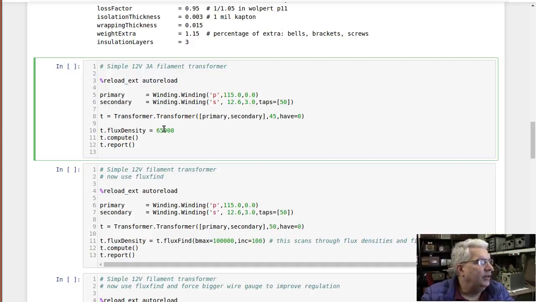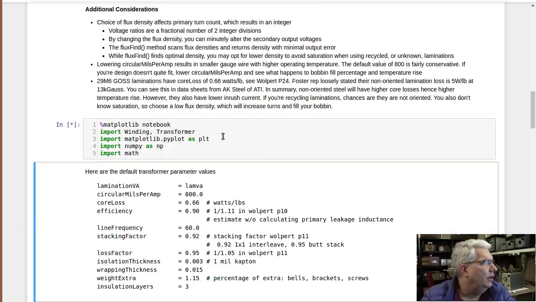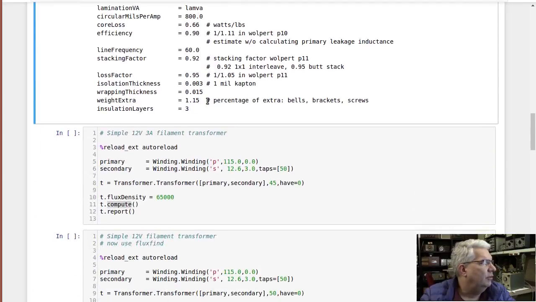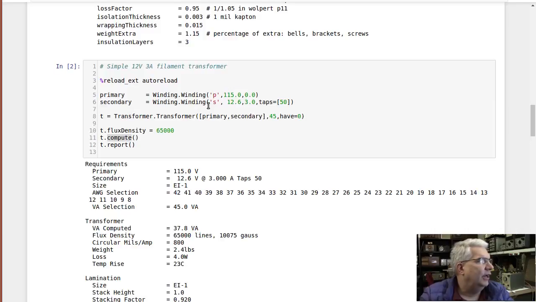You pick your flux density at 65,000. We just randomly chose that, and we tell my transformer object to go ahead and compute itself, and then I'm going to go ahead and print a report. So I'll go ahead and start my code here. I'm going to execute that. That's going to do a bunch of imports. And then what I'll do is I'll calculate this. So you see that it's very fast.